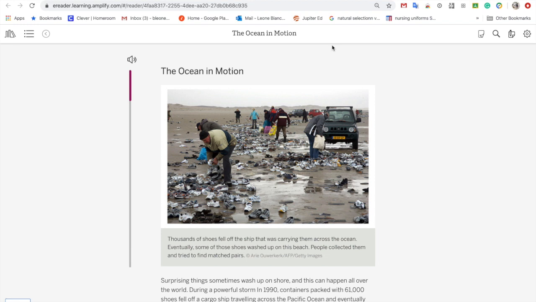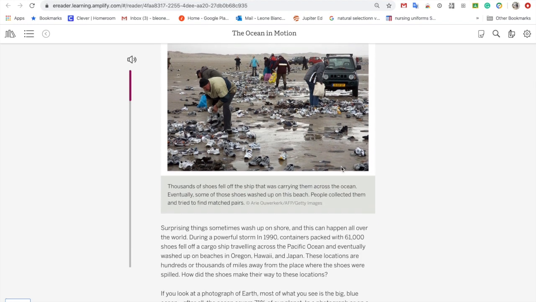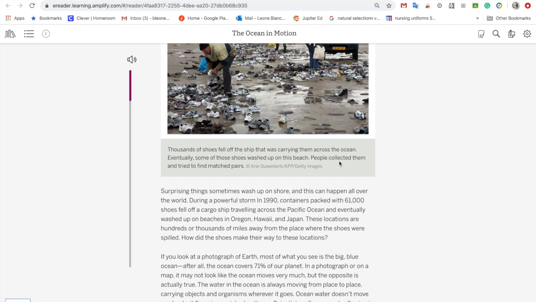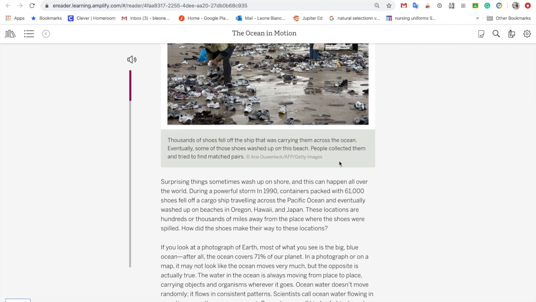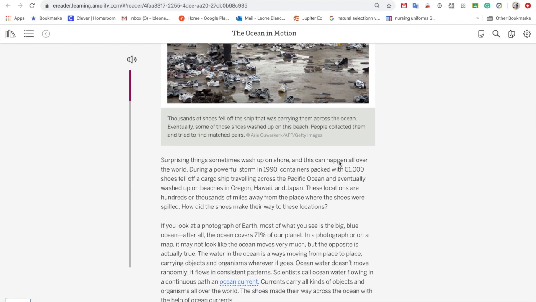In this article, it goes over pretty much how these shoes fell off a cargo ship and they landed in multiple locations. Even after reading the first paragraph, I thought about Oregon, Hawaii, and Japan being in completely different locations, and how that might play an effect, that if one area is really warm or really cold, if it's going to multiple places, it can have an effect on multiple parts of the world. So not only multiple causes, but multiple effects.